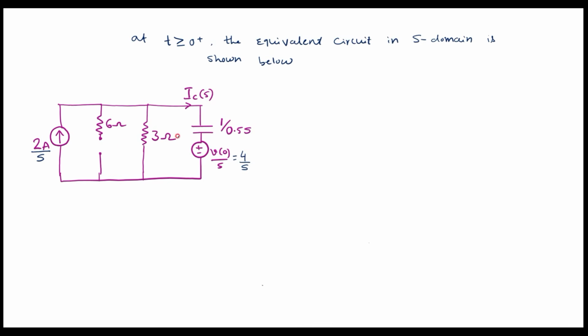Now I will apply KVL to these two loops. Assume that the current flowing in this loop is 2 by S, and we'll assume that the current flowing in this loop is Y. Now apply KVL to loop Y.